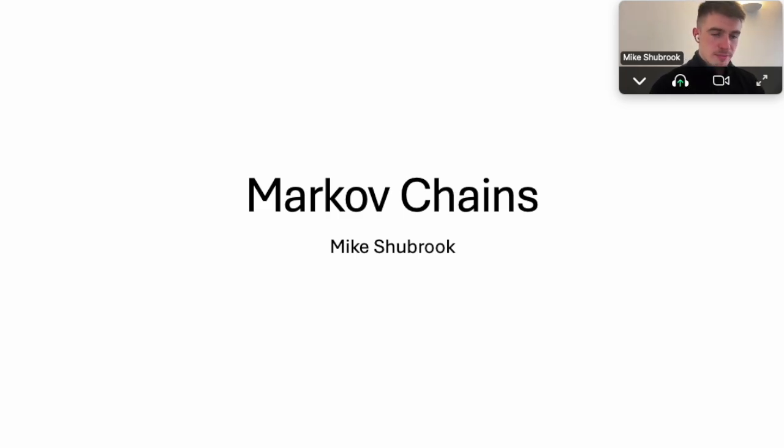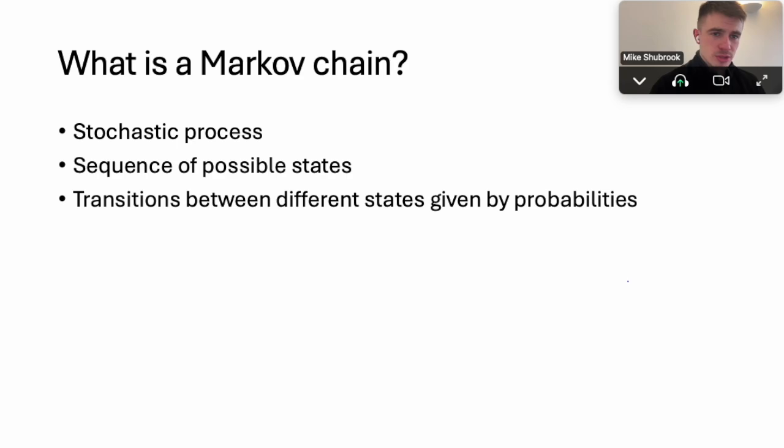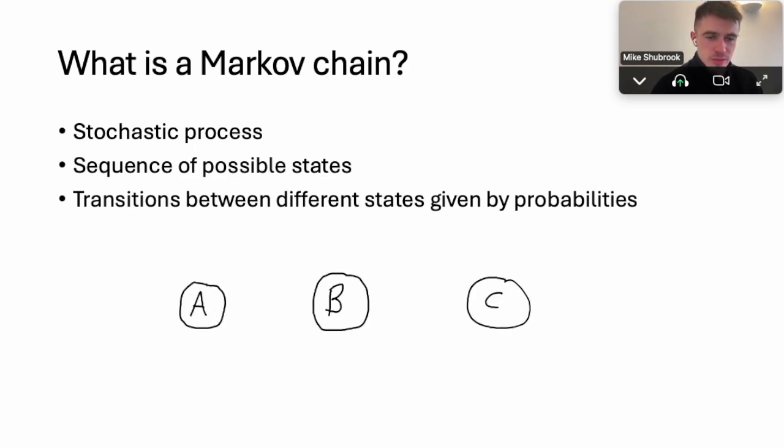Alright, let's have a look at Markov chains. So a Markov chain is going to be a stochastic process. We're going to have a sequence of possible states, and transitions between these states are going to be given by probabilities. So for example, we might have three states, A, B, and C. Maybe there's a 10% chance of going from A to B and a 90% chance of staying in state A.